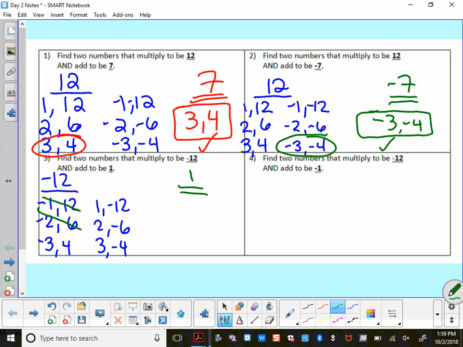I can cross the top 4 out. I know I can't get 1 with those. Will it be -3 plus 4 or 3 plus -4? -3 plus 4. -3 plus 4 gives me positive 1 when I add them up.